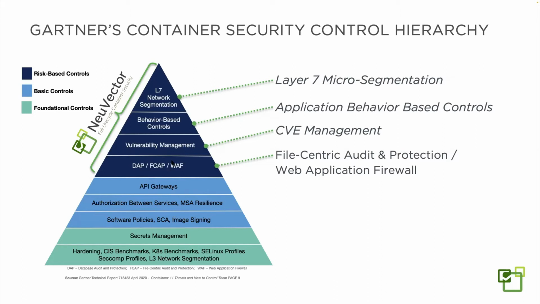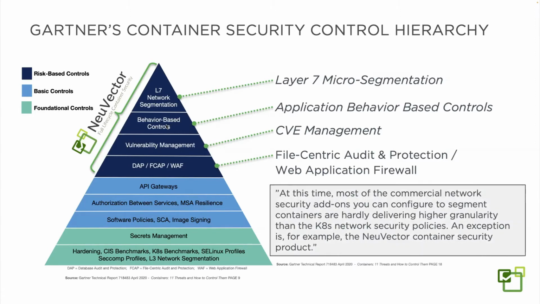NeuVector lives at the top of this pyramid. Again, I like the pyramid from an illustration standpoint. I personally disagree with how Gartner sort of leans in on, like, the most elite companies are doing the things at the top, and someday when you grow up, you'll get to do them. I think that makes it very easy to do those things today. And layer 7 network segmentation and behavioral controls are important. You should probably start with those, not end with those.